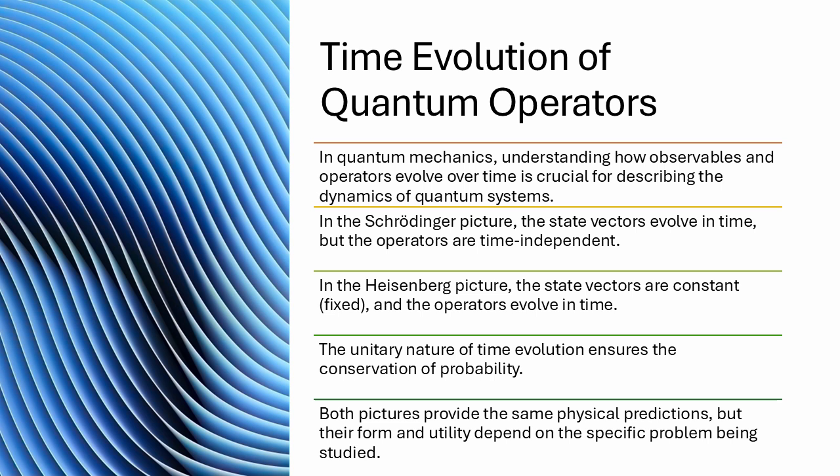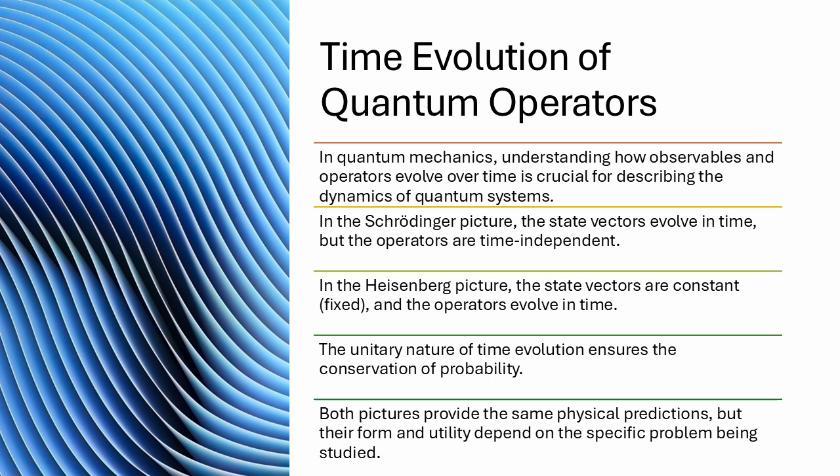Can we delve into a specific example to see how these pictures work in practice? Absolutely. Let's consider a simple case. A single particle moving in space. Okay, so we've got our tiny quantum dancer on the stage. How do the Schrödinger and Heisenberg pictures describe its motion? In the Schrödinger picture, we'd focus on how the particle's wave function, which describes its position and momentum, evolves over time. The Schrödinger equation would tell us how this wave function spreads out or contracts as the particle moves.